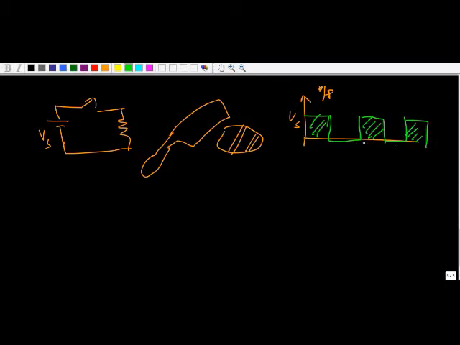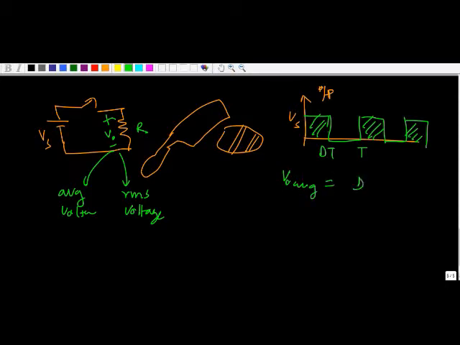Then what's the voltage across this resistance? There are two possibilities. One is the average voltage, another is the RMS voltage. What is the average voltage? As we had seen earlier, the average voltage is nothing but D times the input voltage. But what is the RMS voltage?